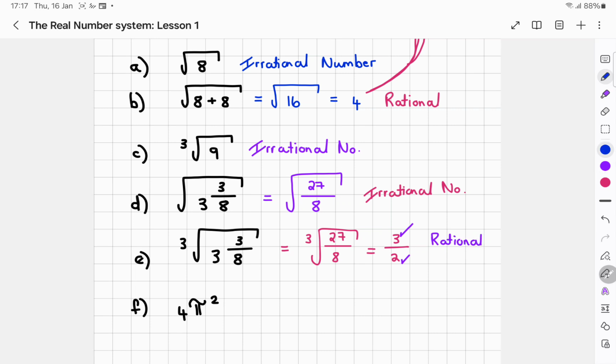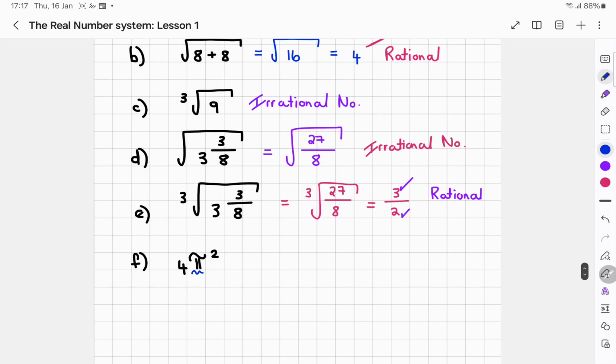And remember what I said, anything with a pi in between will be irrational. You don't even have to stress or worry. It will be an irrational number.